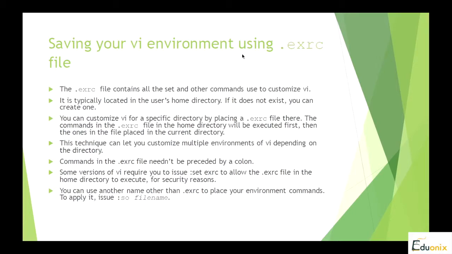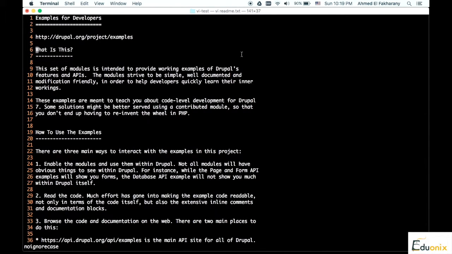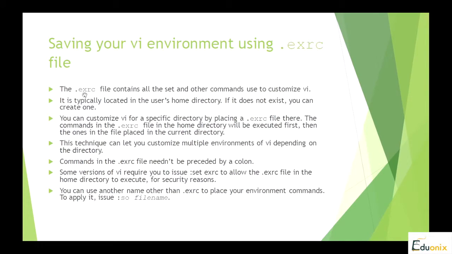So you want to be able to see the line numbers each time you open a VI file without having to go and type set nu. So VI provides for you something called the .exrc file. This file is like an environment file in Bash.